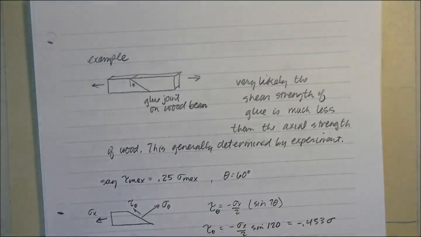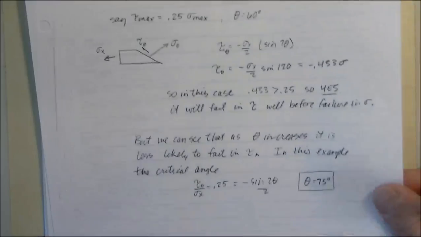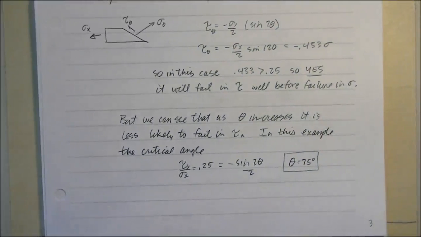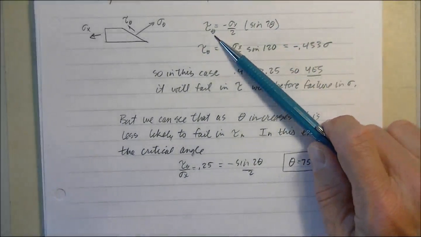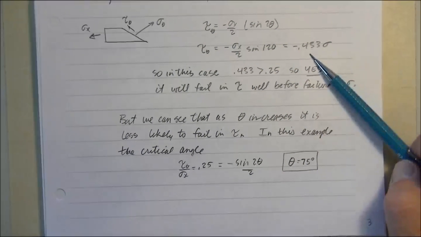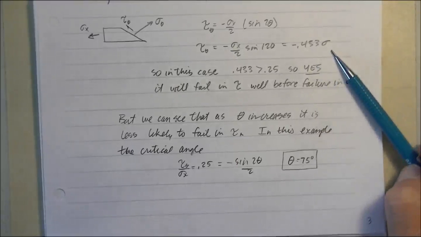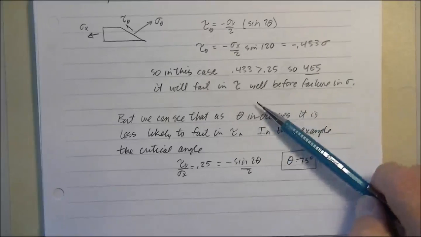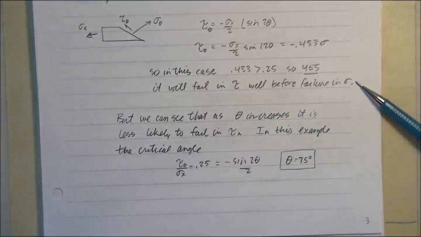So we're going to try to find out whether it's going to fail or not. Using our stress transformation equations, we plug those things in, and we discover that tau theta, or the shear stress at 60 degrees, is equal to 0.433 of sigma max. So in this case, 0.433 is greater than the 0.25 that we had determined was our maximum value. So yes, it will fail in shear before it fails in normal stress.